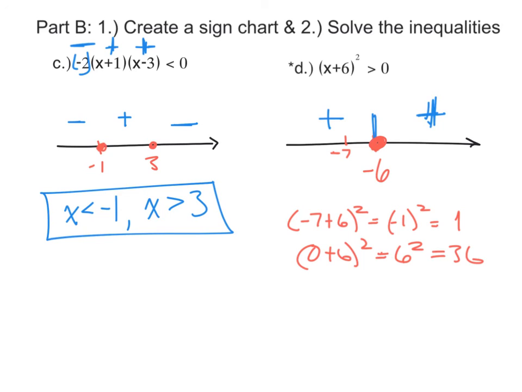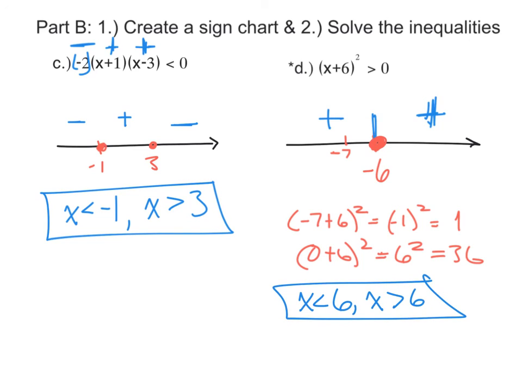So, we have to identify each individual interval. That means I want my solution to be when x is less than negative 6 and when x is greater than negative 6. Of course, we could describe that another way. We could say that it's everything just when x is not equal to negative 6. That would also be a good way to answer this question.